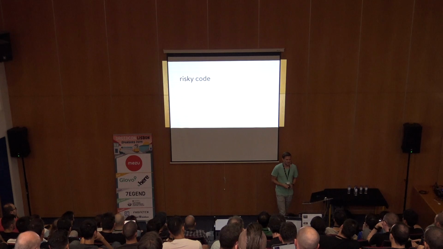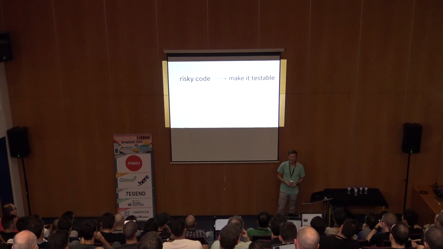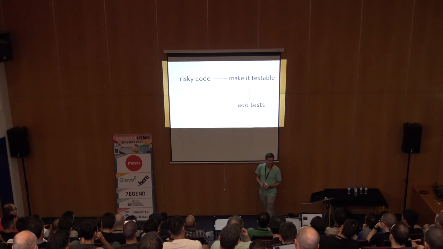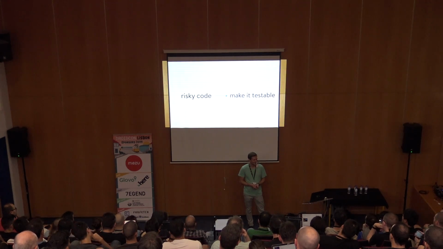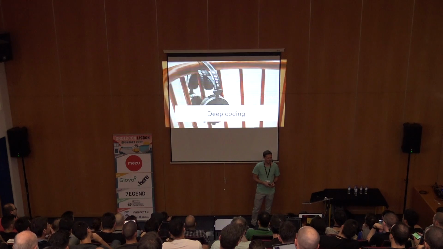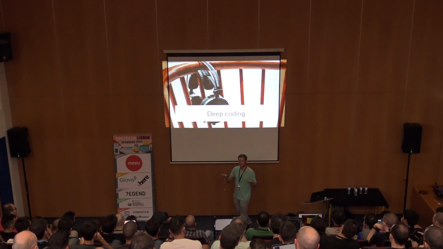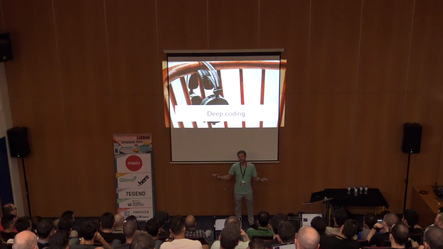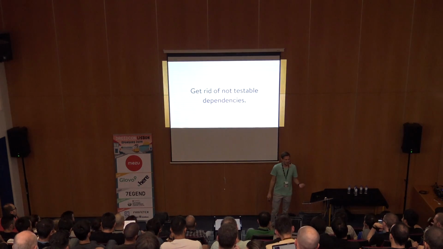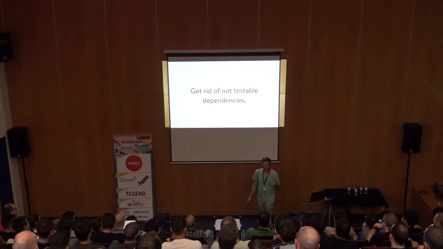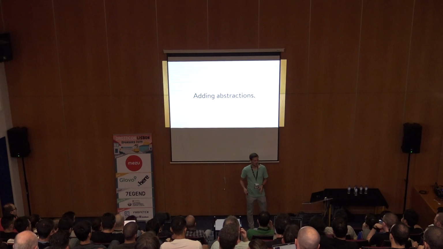It's actually not so complicated. You take the risky code, you make it testable, you add the tests, and then refactor. Right, but the tricky part is in here. So how do we do that? I call this deep coding: put on your headphones, get a really focused area, long uninterrupted work, and you should really know what you're doing. And doing that, you basically get rid of non-testable dependencies while you add abstractions.